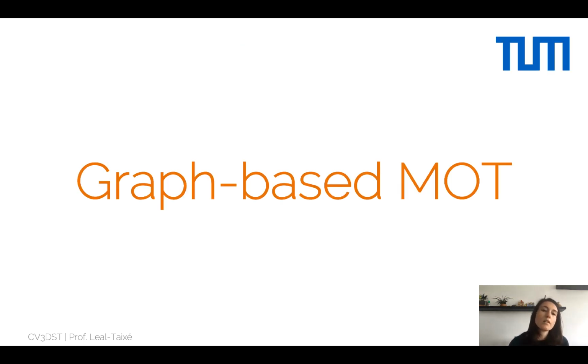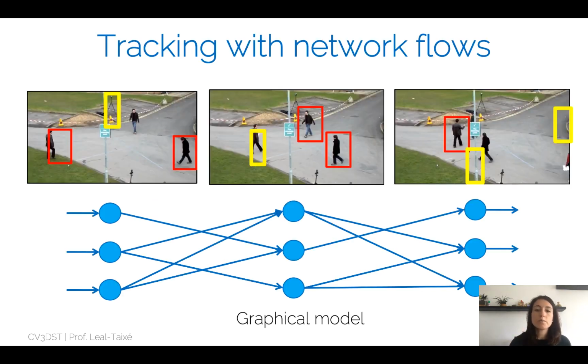So here's where graph-based multiple object tracking comes in. So the formulation of the multiple object tracking problem as a graphical model. So essentially what we do is we express this problem as a graphical model. And in this case, what we have is that detections are represented by nodes. So we're still following the paradigm of tracking by detections. So we're still going to assume that we have a set of detections as our initial points.